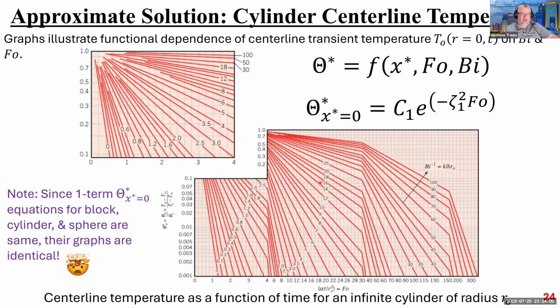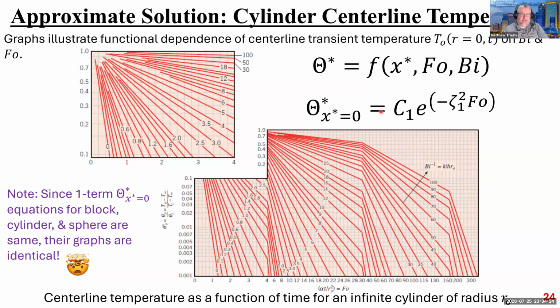Okay, just like with the plane wall, I can also do this graphically, right? So I have the same equations that I had before, and here is my note. So my note is, since the one term theta star equations for the block, which is the plane wall, the cylinder, and the sphere are all the same, their graphs are identical, right? This actually screwed me up in the beginning. I'm like, did I just copy and paste the same thing 3 times? And yes, I did, because it's the exact same chart.